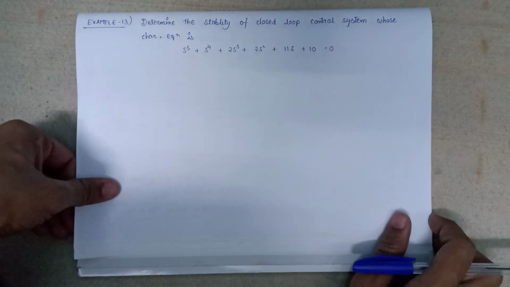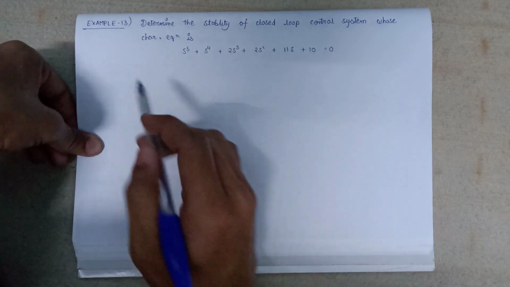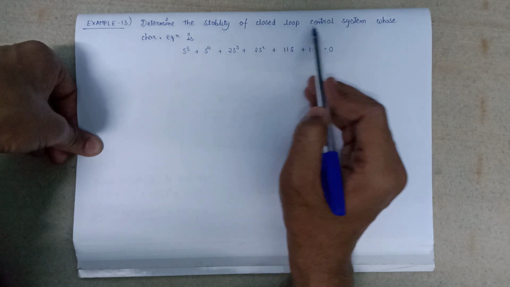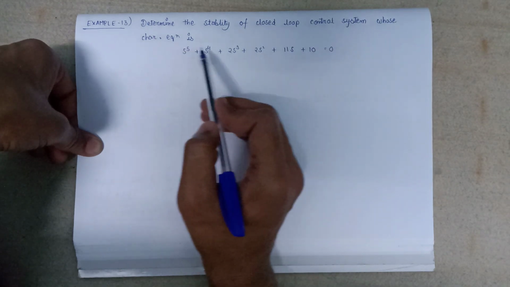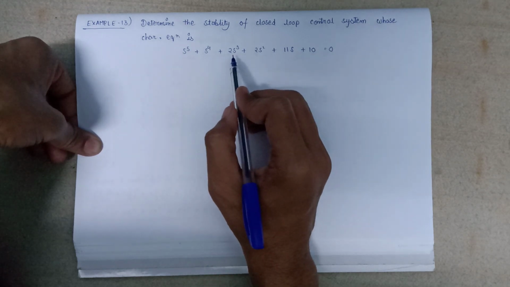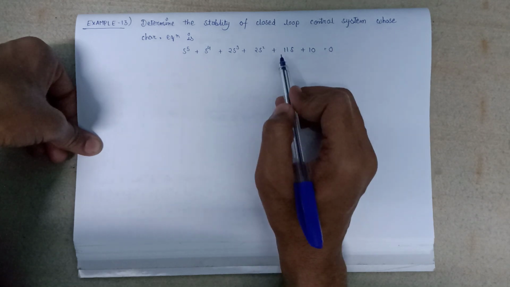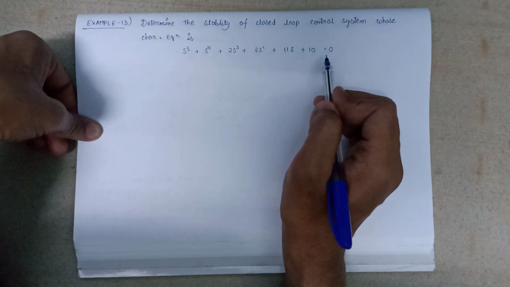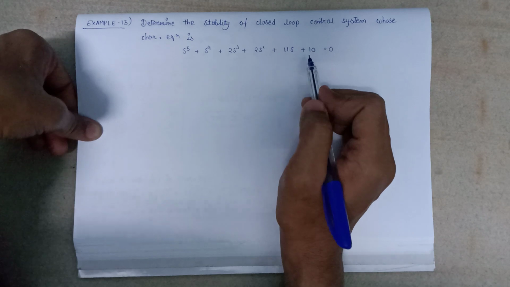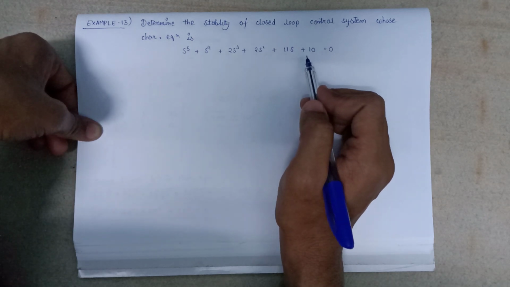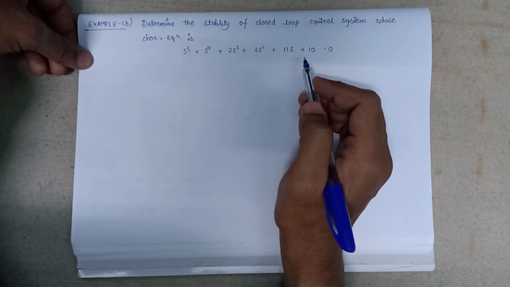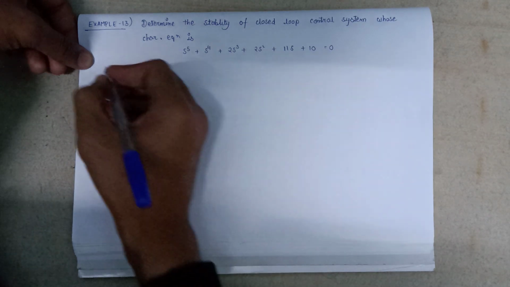Welcome all. In this lecture, we are going to deal with another example, that is example number 13. Determine the stability of a closed loop control system whose characteristic equation is given in the question, that is s to the power 5 plus s to the power 4 plus 2s cube plus 2s square plus 11s plus 10. So this is the characteristic equation, and we need to check whether the system given to us is stable or not based on its characteristic equation with the help of the Routh criteria. So firstly, we have to form a Routh array, then we will check whether the system is stable or not.